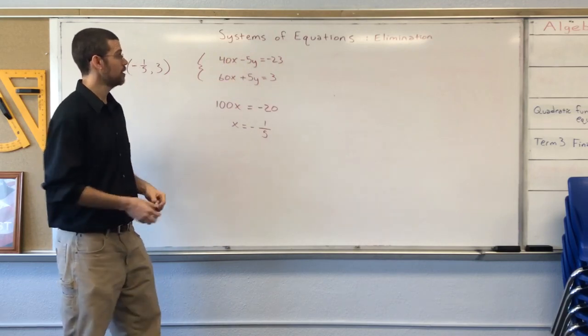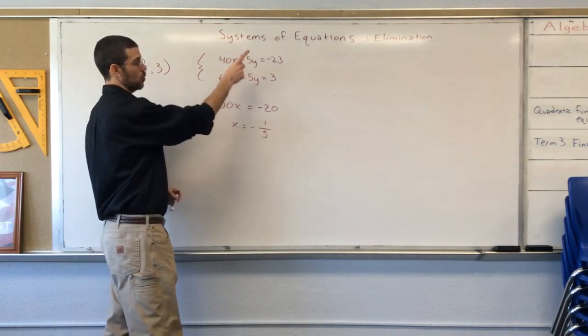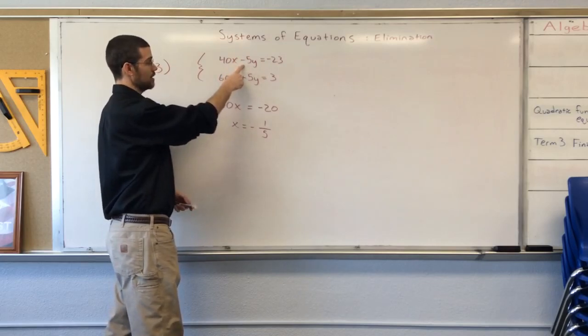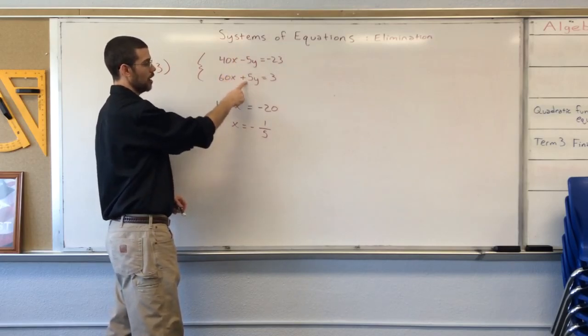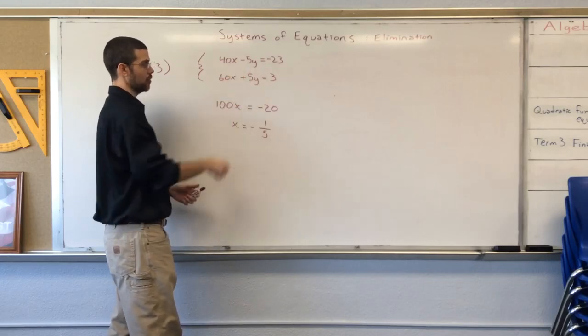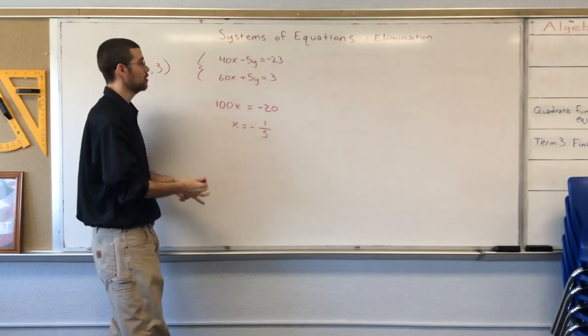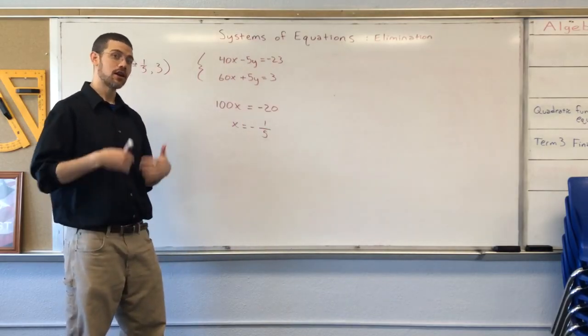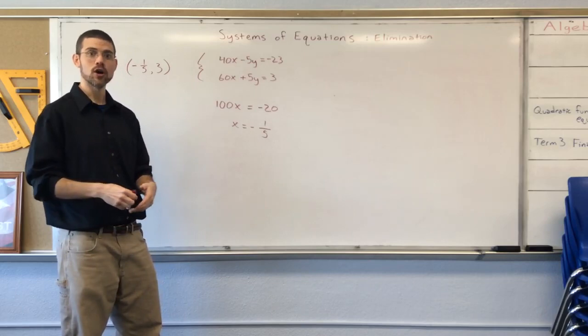That can happen as long as the variable you're eliminating has the opposite sign and the same value, right? So negative 5 plus 5 is 0. If these were different, we would have to take another step first, in which we'll do on another problem.